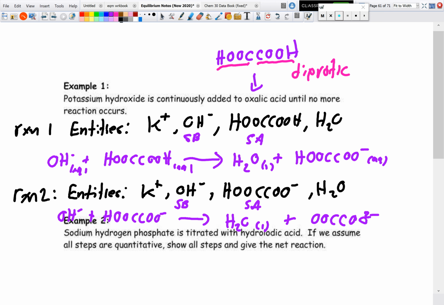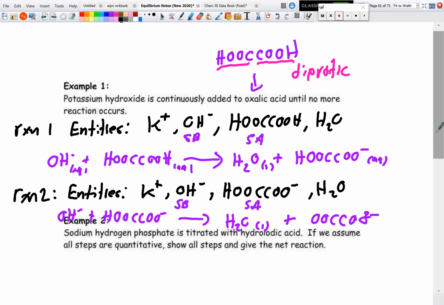OOCCOO 2 minus. We'll notice that when we write everything out, there's no more acids present besides the water, but if you get a transfer of a hydrogen from water to hydroxide, we're going to form water and produce hydroxide, so there's no reaction left. So that's how we use our 5-step method to actually predict, showing how each reaction occurs.